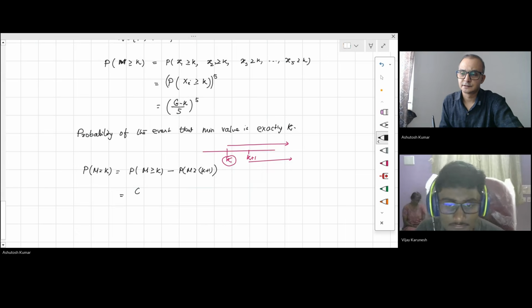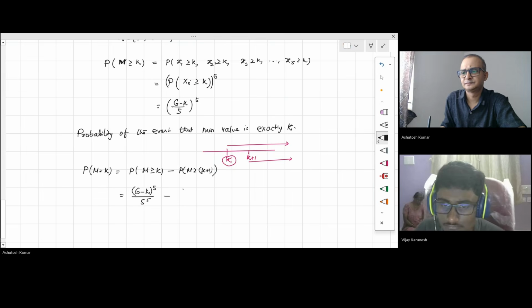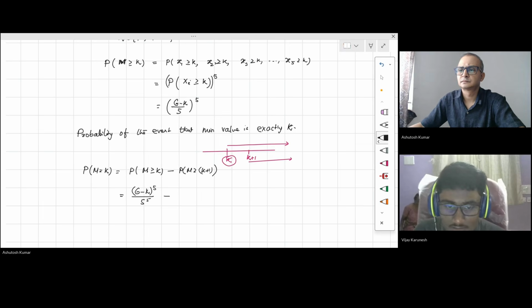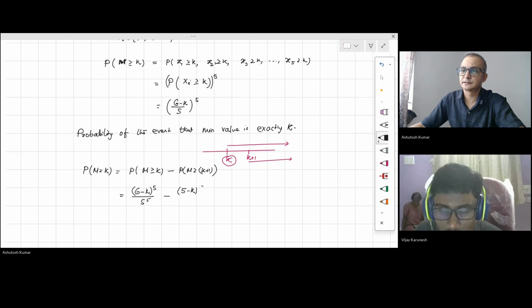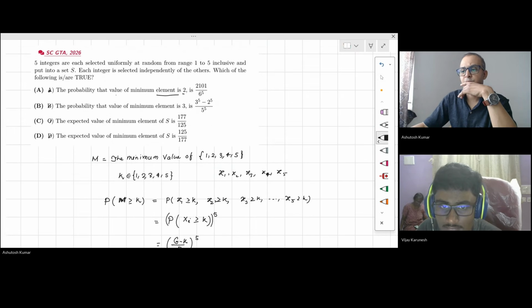Now I can write it as 6 minus k to the power 5 by 5 to the power 5, minus 6 minus k plus 1, which is 5 minus k, to the power 5 by 5 to the power 5. So I can write 6 minus k to the power 5 minus 5 minus k to the power 5, divided by 5 to the power 5. Now let's substitute. You can see these options are also given, maybe this one is not given, but this is given, so you have to evaluate it.